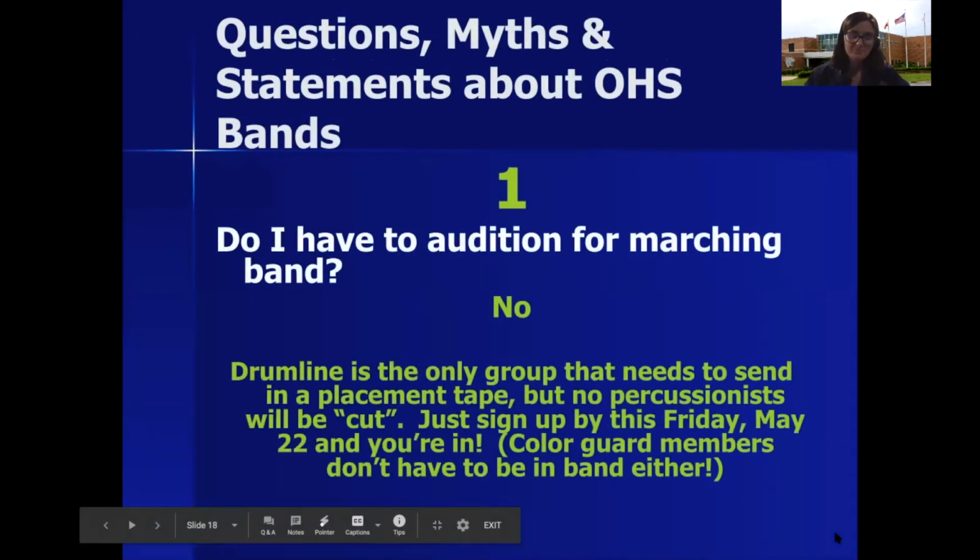Okay, as far as this one, we kind of already touched on this before, but there is no audition to be in the marching band. So if you'd like to be in the marching band, there's going to be a place for you.